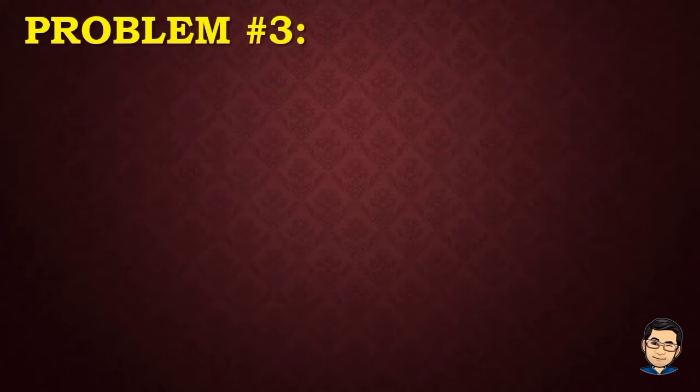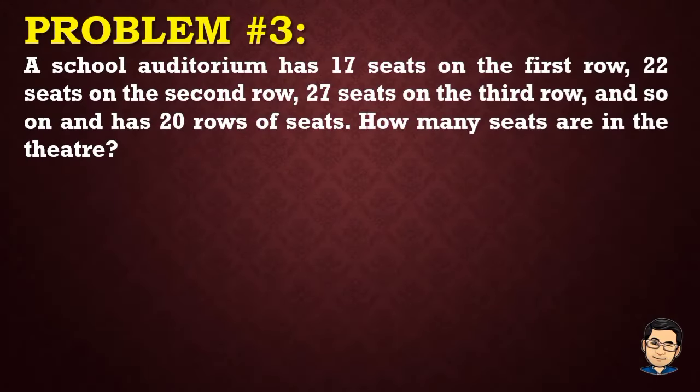For our next problem, a school auditorium has 17 seats on the first row, 22 seats on the second row, 27 seats on the third row, and so on, and has 20 rows of seats. How many seats are there in the theater? So, based po dito sa given problem, hinahanap po natin dito yung total. Okay. So, kapag po ang total ang hinahanap natin, usually, sum of the sequence po yan. So, based po dito sa given problem natin, arithmetic sequence po siya. So, wherein yung common difference is 5.